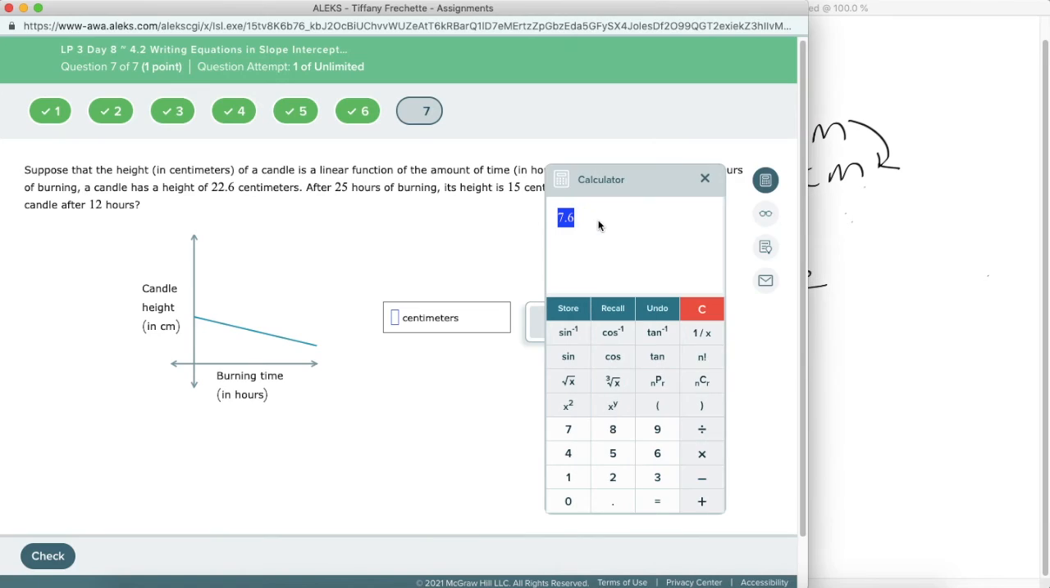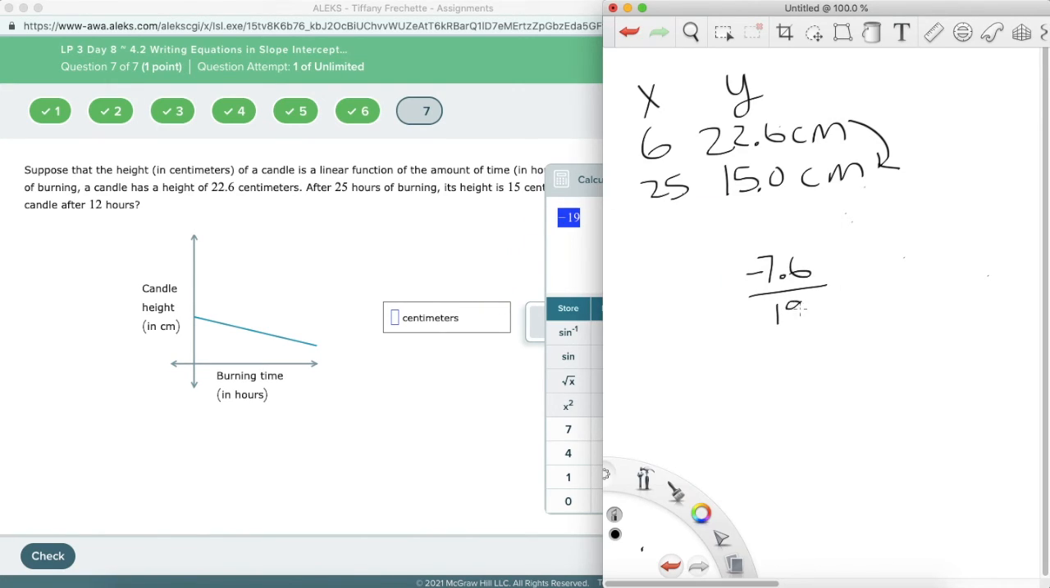So 6 minus 25. And I'm doing this a little backwards. I should be doing 25 minus 6, because not negative 19 hours have passed. 19 hours have passed. So I did that a little backwards in the calculator there. I also got a positive 7.6 here because I did it from top to bottom. But if I had done it the correct way, point 2 from point 1, then I would have gotten the negative like I was supposed to. So I have negative 7.6 over 19.